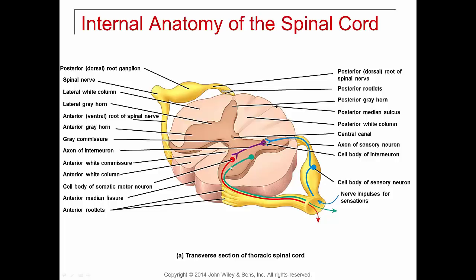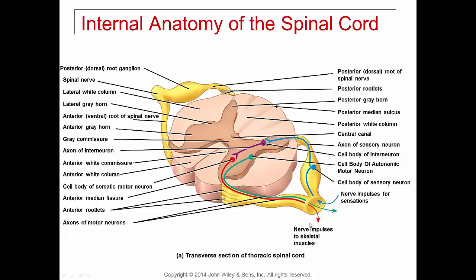The cell bodies of all somatic motor neurons are found in the anterior horn, whereas the cell bodies of our autonomic motor neurons are found in the lateral horn. Both of those are going to exit via the ventral root and combine with the dorsal root to form the spinal nerve. The somatic motor neurons, of course, are going to target skeletal muscles in the body, whereas the autonomic motor neurons are going to target cardiac muscle, smooth muscle, and glands.